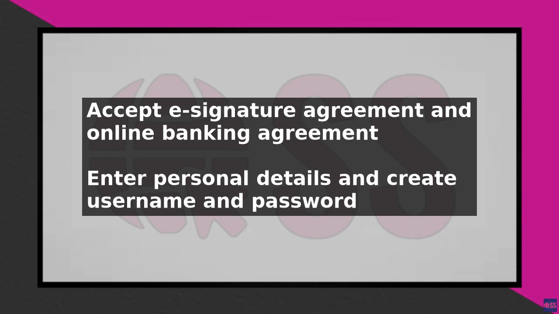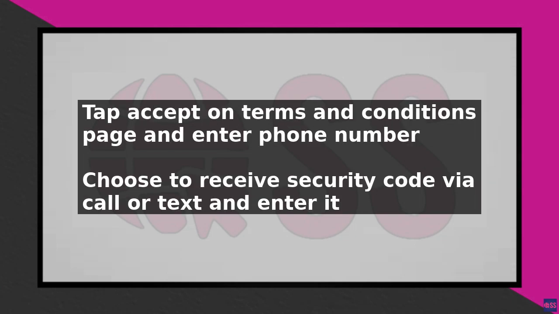Following this, enter your first and last name, email address, account type, account number, ATM or debit card number, and social security number. Create a username for your TD Bank online banking account. Re-enter it, and then create a new password. Confirm your password by entering it again and tap Continue.